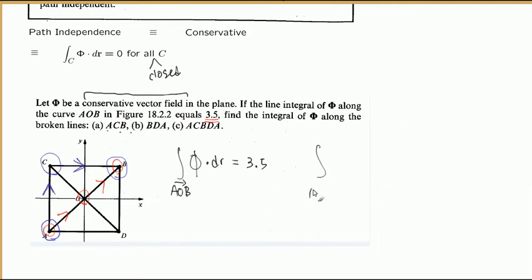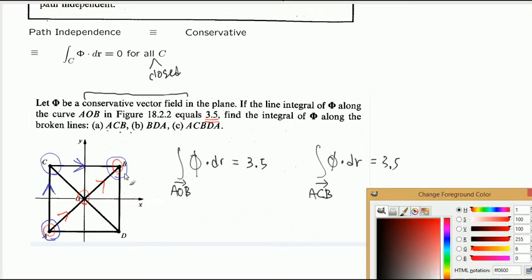What is the answer? ACB? 3.5. Because, yeah, starting at the same point and ending at the same point, it is a different path. However you parameterize it, however you take the different path, they're all the same. It's 3.5. How about BDA?